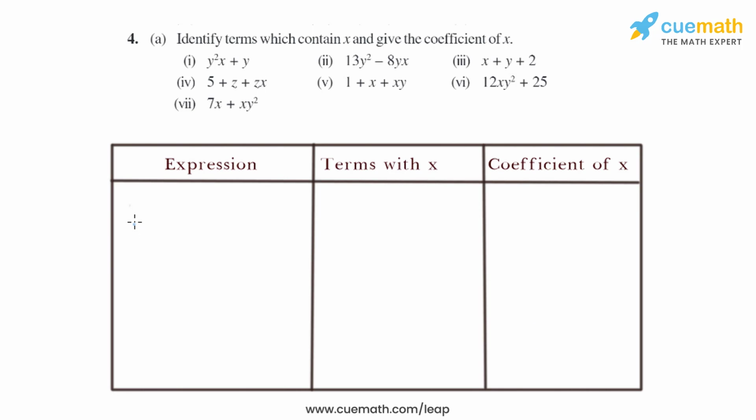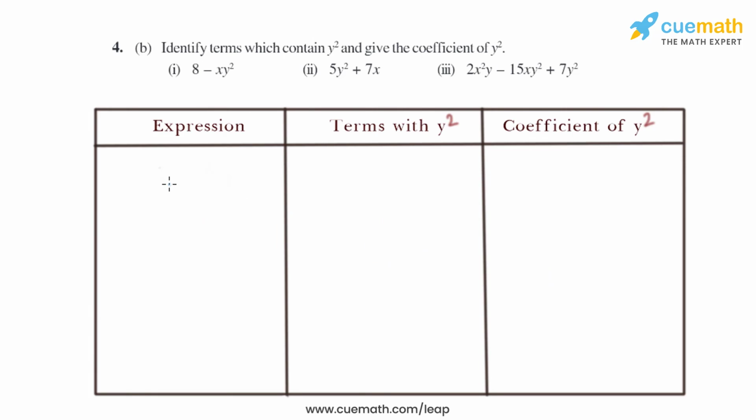Now in the seventh part, the expression that is given is 7x plus xy square. So the terms with x are 7x and xy square. So the coefficient of x is 7, because we are multiplying 7 with x, and similarly in the second term, the coefficient of x is y square.